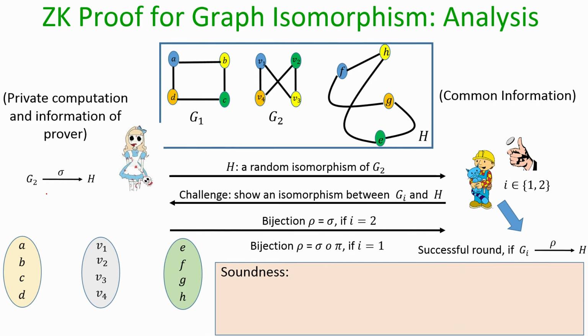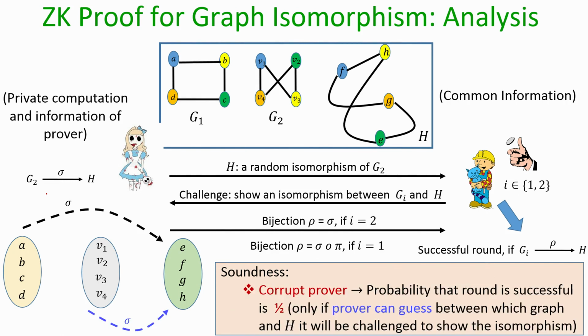It turns out that the only way she can cheat in a round is to guess in advance what will be the challenge from the honest Bob. Because if she can guess correctly well in advance whether i is equal to 1 or whether i is equal to 2, then in the first place itself she can create an isomorphic copy of G i. Recall that as per the protocol steps, she is supposed to create an isomorphic copy of G 2, namely H should be an isomorphic copy of G 2.